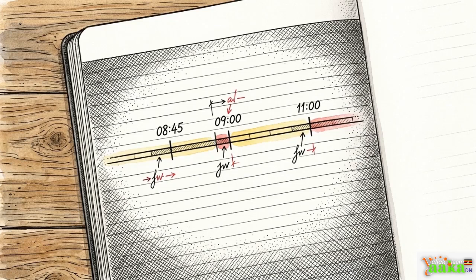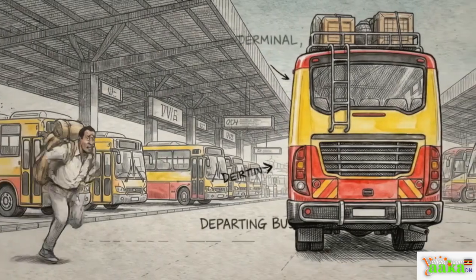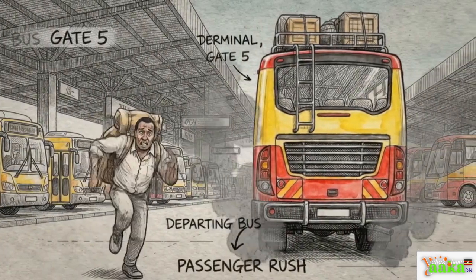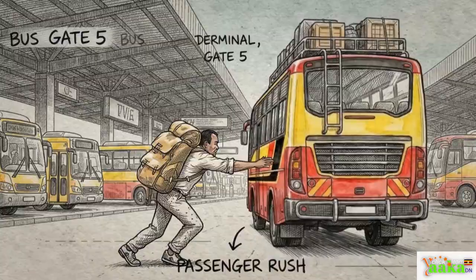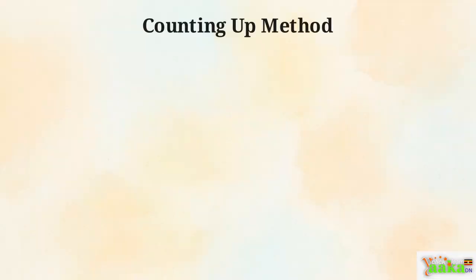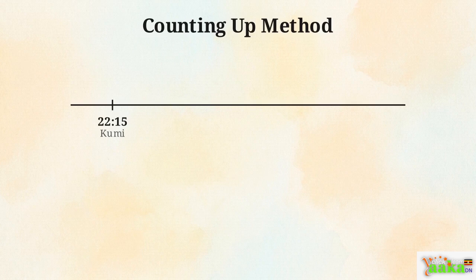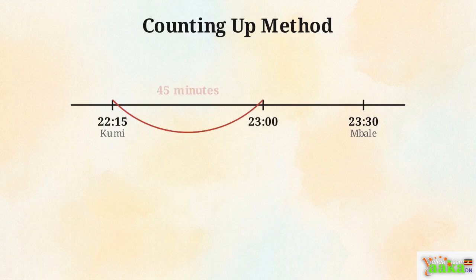To make this easier and avoid mistakes, you can use the counting up method instead. When you treat time as a specific container holding exactly 60 units, you avoid simple calculation errors that cause people to miss their buses. Let's try counting up with a real journey segment. The bus leaves Kumi at 22:15 and arrives in Mbale at 23:30. First, count the minutes from the start time to the top of the next hour. From 22:15 to 23:00 is 45 minutes. Next, count from that new hour to the final arrival time. From 23:00 to 23:30 is another 30 minutes.